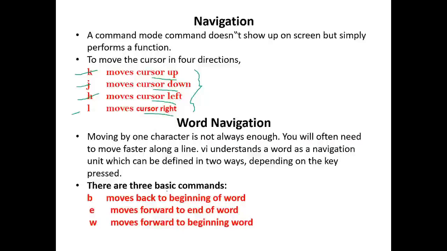Next, there are also three basic commands. At a time, if you want to move back to the beginning of a word, you can press B, or if you want to move forward to the end of a word, you can press E, or if you want to move forward to the beginning of the next word, you can press W. So these are some characters for which specific tasks are assigned.